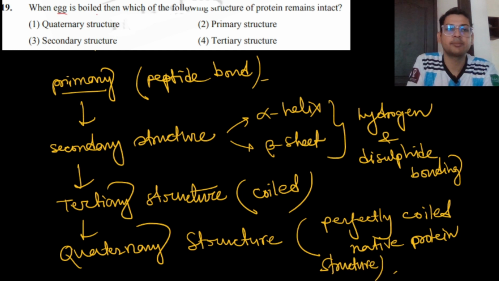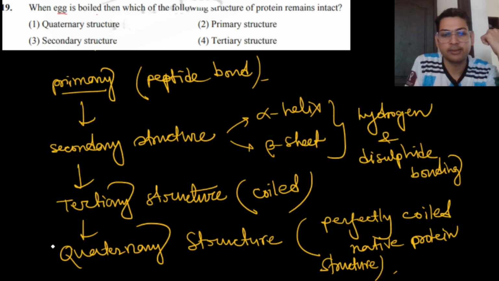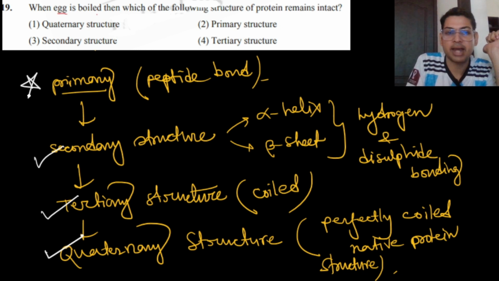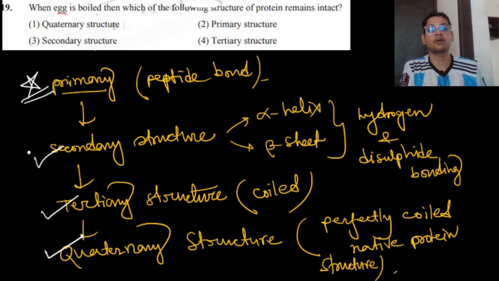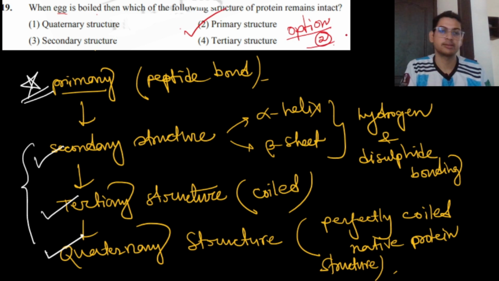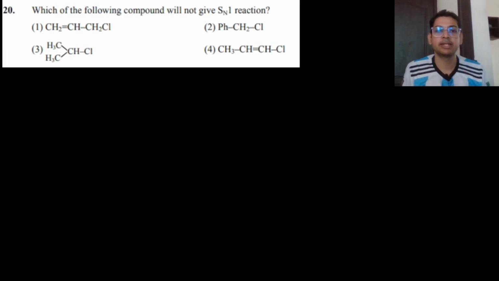Okay, then what happens there? If you heat it, quaternary structure breaks, tertiary structure breaks, secondary structure breaks, but primary structure remains intact. All of these you can break, but primary structure you cannot break. So here your answer will be option number 2. Option number 2 will be your answer. Got it? Okay, go to the next thing.